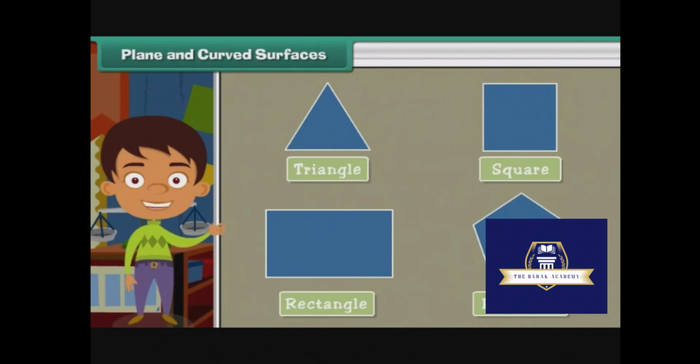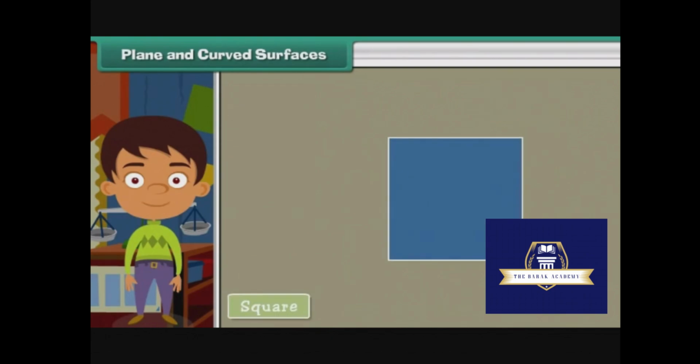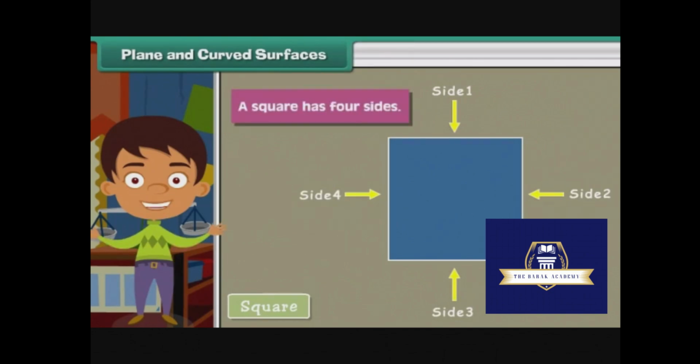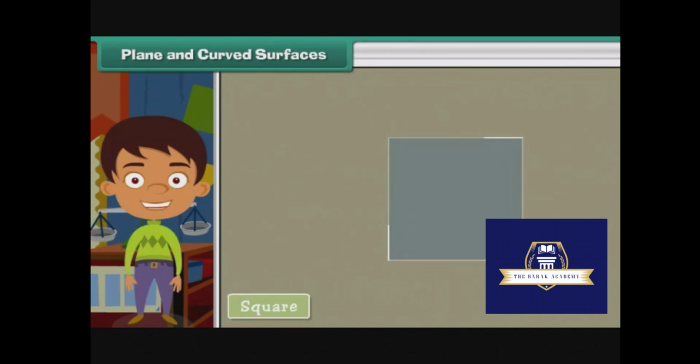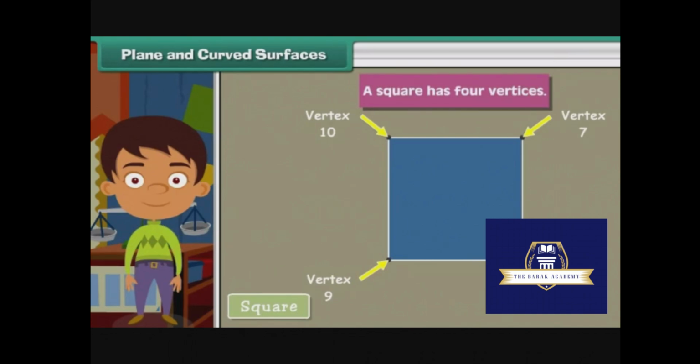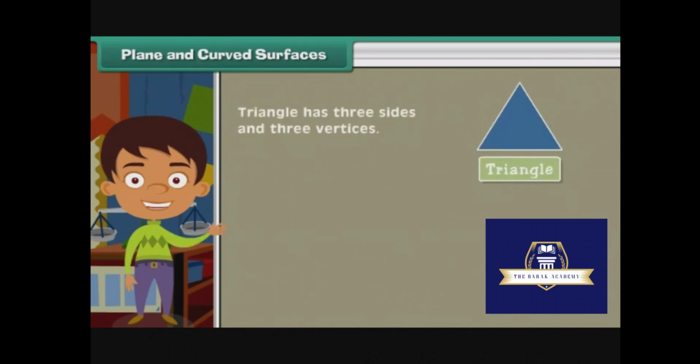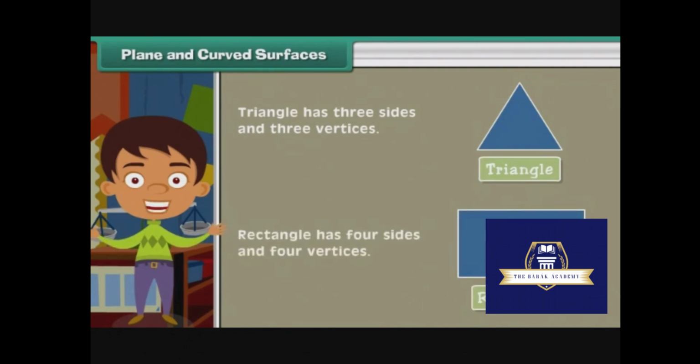Now we'll study about plane figure, sides and vertices. Look at this square. Arrows 1, 2, 3, 4 indicate the sides of a square. A square has 4 sides. The point at which two sides meet is called a vertex. Arrows 6, 7, 8, 9 indicate the vertices of a square. So here we see a square has 4 vertices. Similarly, a triangle has 3 sides and 3 vertices. A rectangle has 4 sides and 4 vertices.